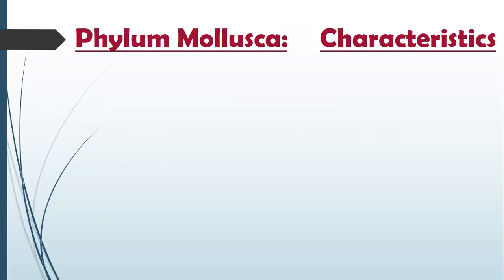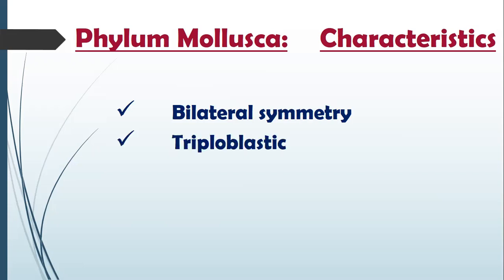Then phylum Mollusca characteristics: they are bilaterally symmetrical. I think there is no need to explain this term now. It means there is only a single plane through which you can get the duplicate organs on both sides. So the body is symmetrical if you cut it longitudinally or lengthwise. They are triploblastic as well. They have three tissue layers: ectoderm, mesoderm, and endoderm.